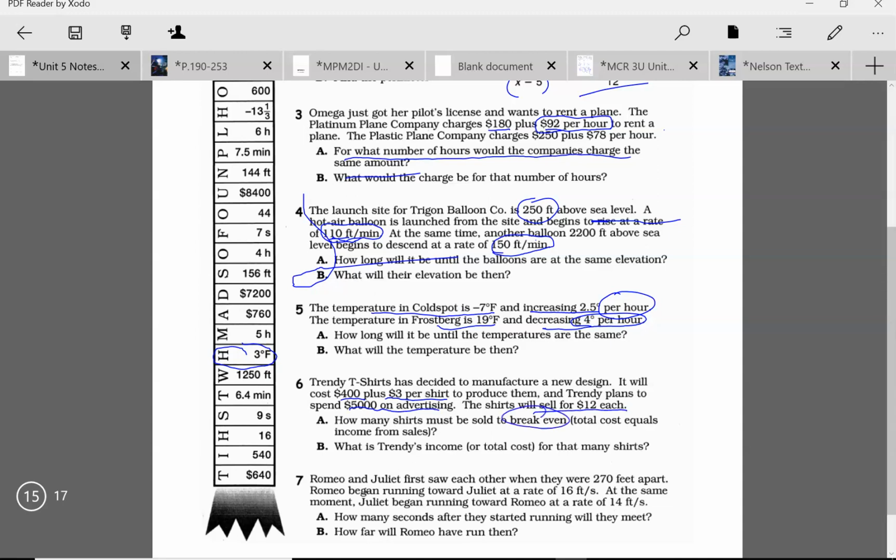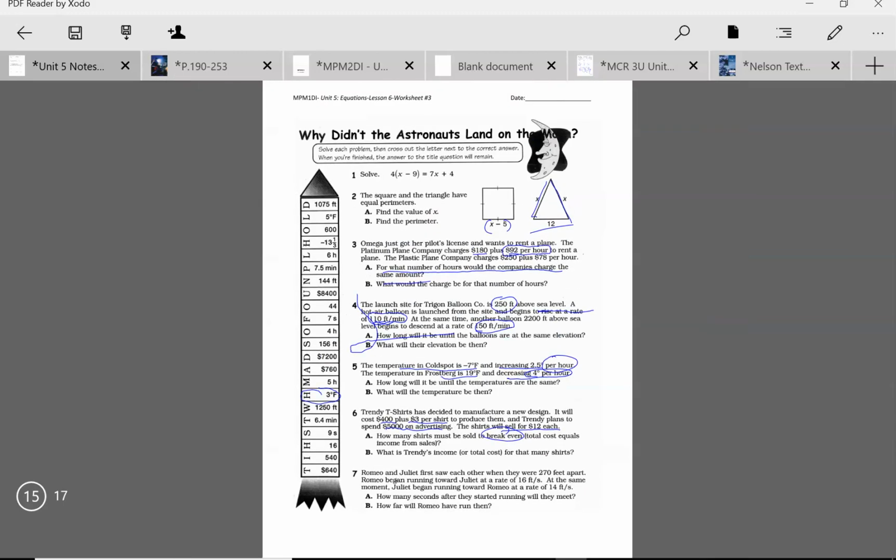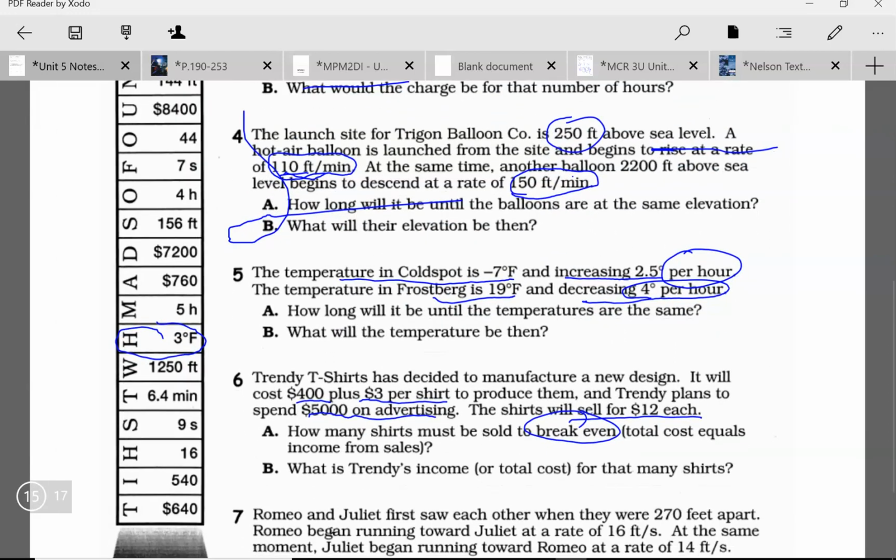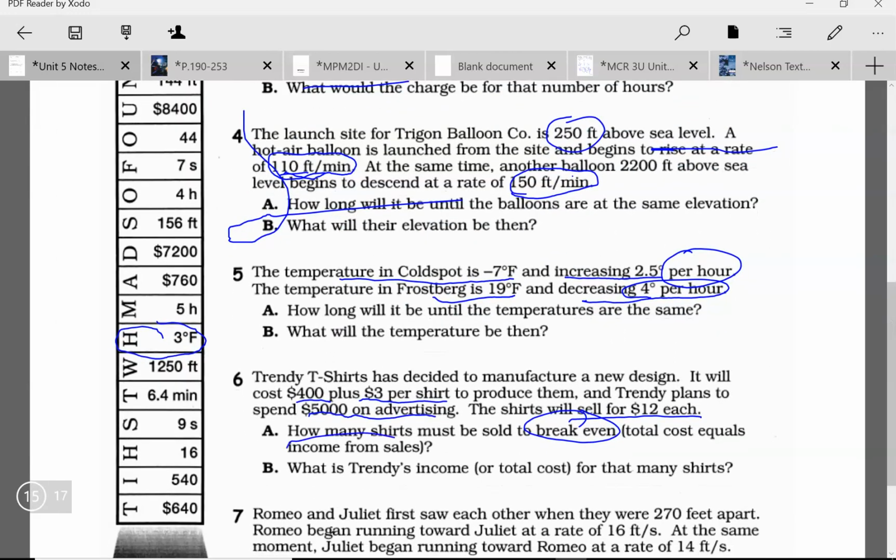Now, break even is a term you probably might have heard before. If you haven't, it just means it's the number of items sold, or the cost, where your total cost equals your total income. So you're really not making any profit. You just got back all the money you put into your business to make the shirts in the first place.